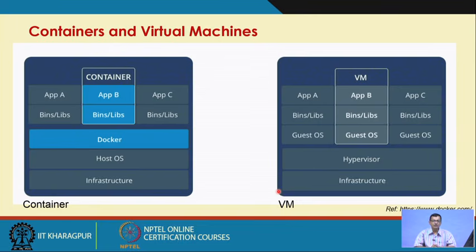If you look at containers and virtual machines, we have the underlying infrastructure of the server, host OS, Docker, and then the containers. They have applications with their dependencies. Whereas in the case of a hypervisor or virtual machine, over the hypervisor we have the guest OS and the rest of the things. So, that is the difference.